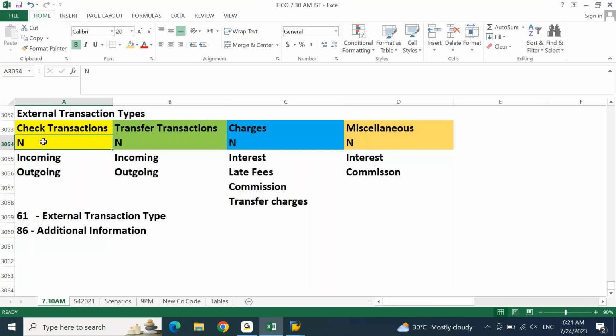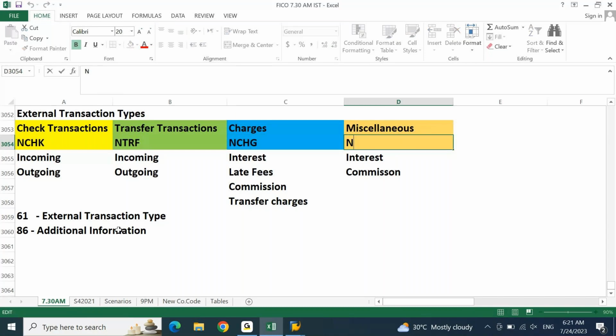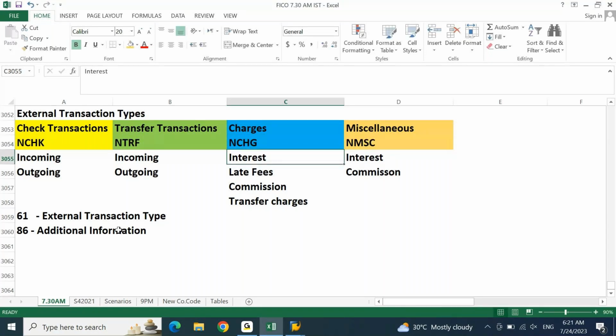For check related transactions, let's say this is classified as NCHK. For any check related transaction, let us assume that the external transaction type is NCHK. Similarly, for any transfer, it is NTRF. NTRF for any transfer related transactions. And for charges, let's assume NCHG. And for miscellaneous, let's say NMSC. This is what your bank is providing, or this is what your bank is updating when it comes to classification of different transactions based on external transaction types.